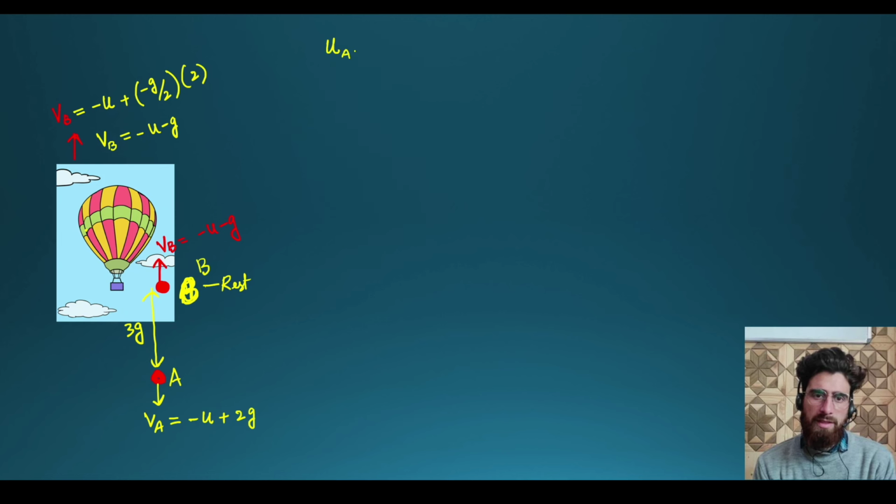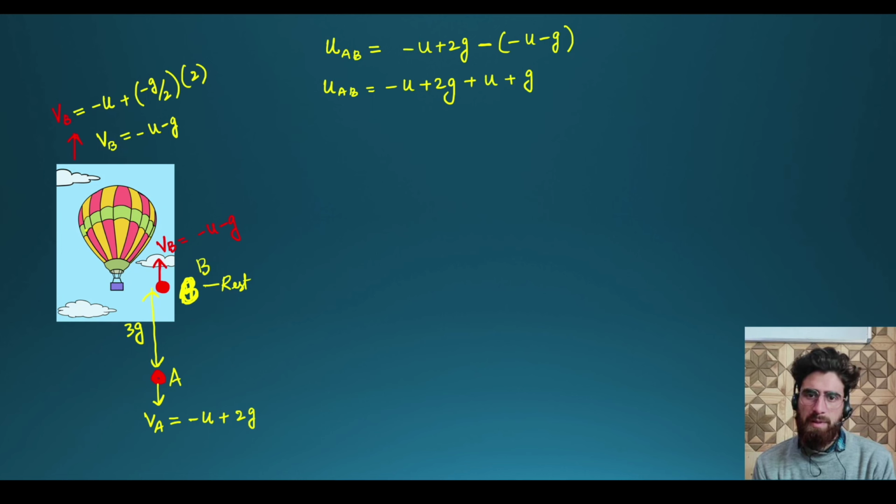we will take the velocity of particle A with respect to particle B. What's the velocity of particle A? It's minus u plus 2g, and it will be subtracted by the velocity of particle B, which is minus u minus g. So the velocity of A with respect to B comes out to be minus u plus 2g plus u plus g. Minus u and plus u get cancelled out. So the relative velocity of particle A with respect to particle B comes out to be 3g.